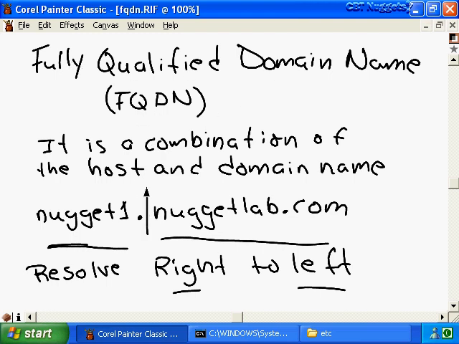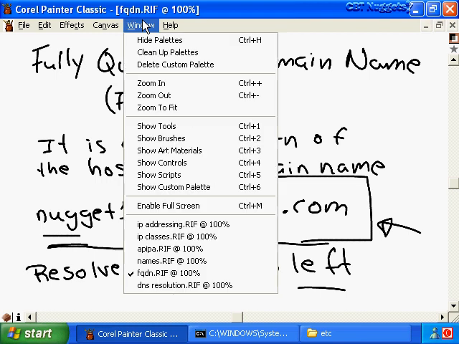Now, the key thing about all this is that you have to find the domain in which the host resides before you can resolve the name to the IP address. And so fully qualified domain names are resolved right to left. We're going to find the domain first. Then once we've found the domain, we'll complete the task of finding the host and its equivalent IP address. So let's bring up another slide and take a look at this.